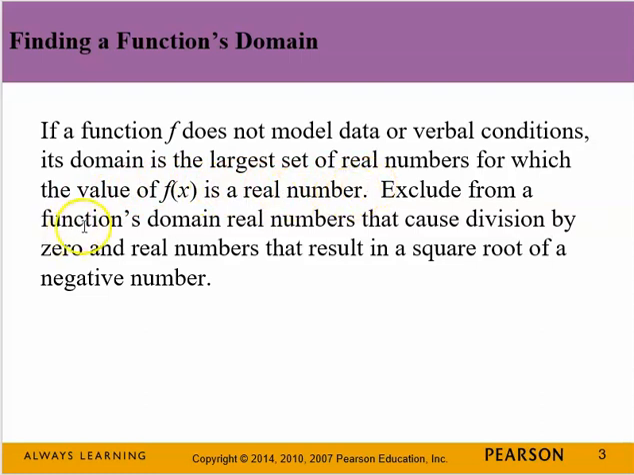Excluded from the function's domain are real numbers that cause division by zero. So remember, anything divided by zero is undefined. And real numbers that result in a square root of a negative number. If your value is under a radical sign, the square root sign, and it's negative, those are not real numbers as well. So we'll point that out as we go along.